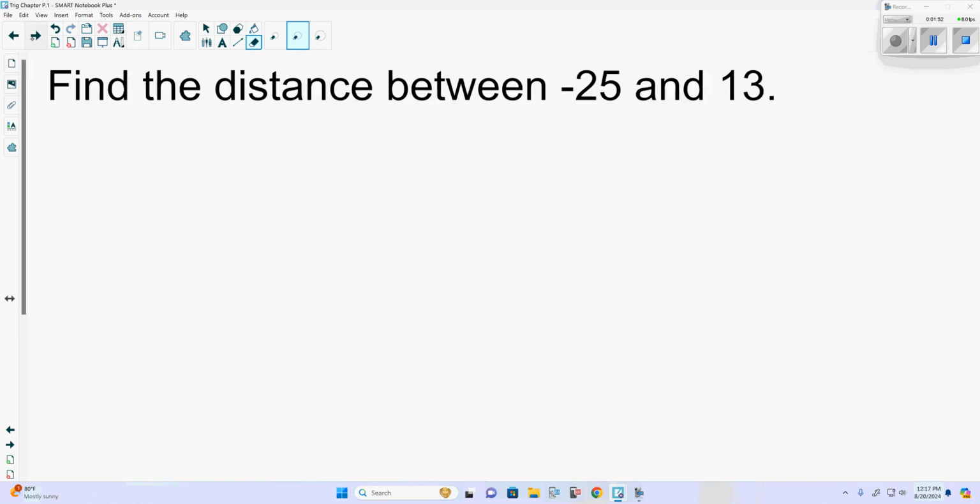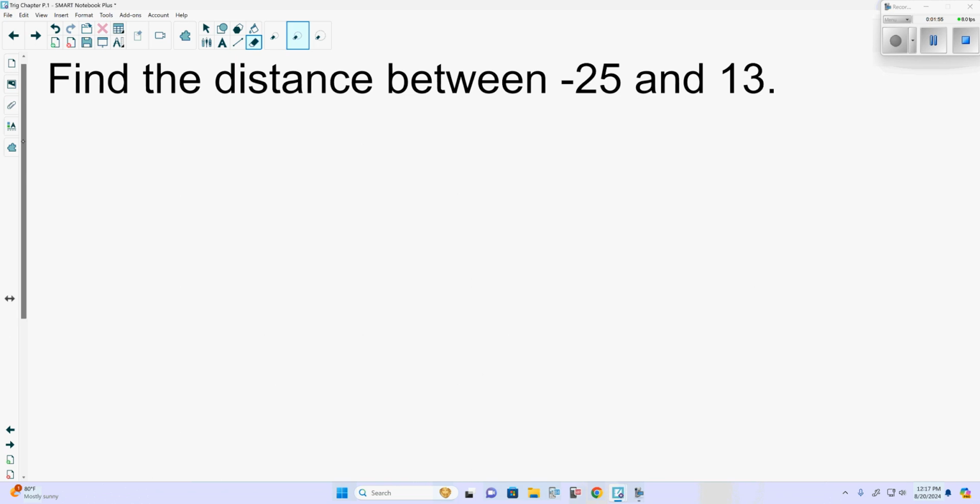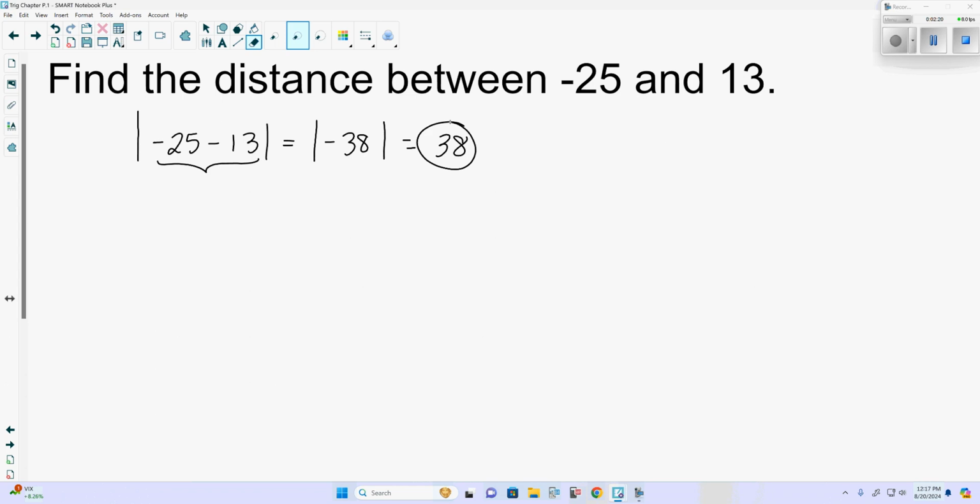So if we wanted to find the distance between -25 and 13, we'd have the absolute value of -25 minus 13. Well, -25 minus 13 is going to be -38. And the absolute value of -38 is 38. So the distance between -25 and 13 is 38. That's it. Questions on this here?